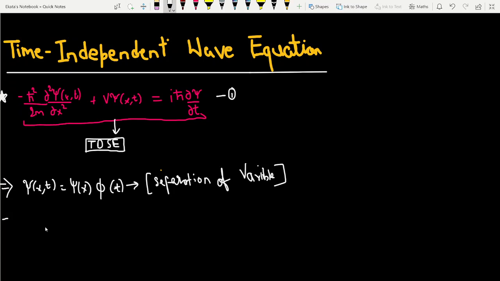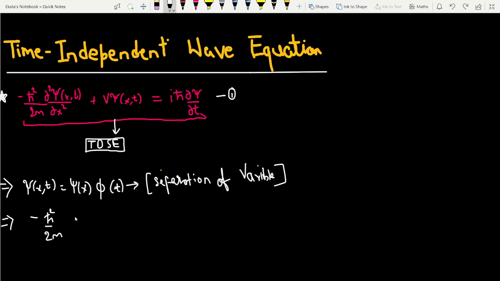Now we are going to substitute these values of psi of x, t in this equation, and what we get is minus h cut square divided by 2m, and here we can write del square psi. So del square of psi of x is there and phi of t is also there. We are going to put the values of psi of x and phi of t in the equation, and you won't believe how easy it becomes to derive the time independent equation in this manner. So now let's plug in these values.